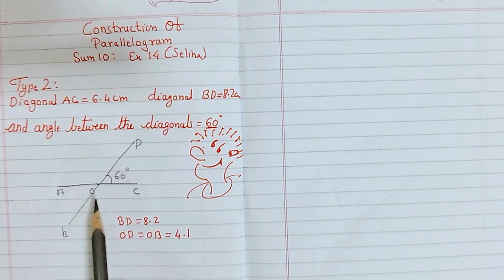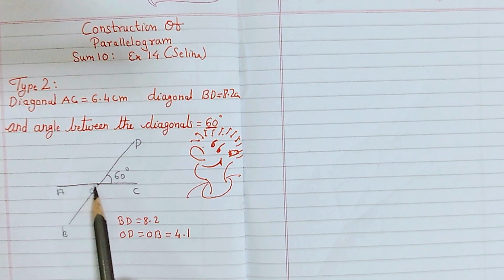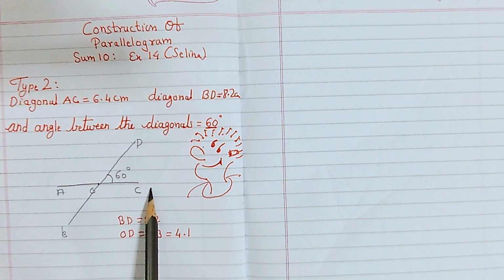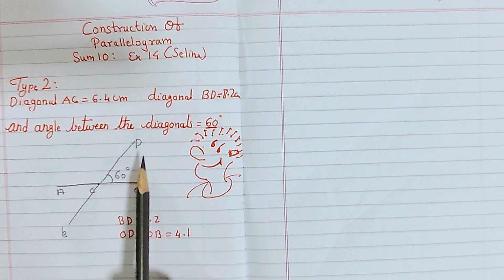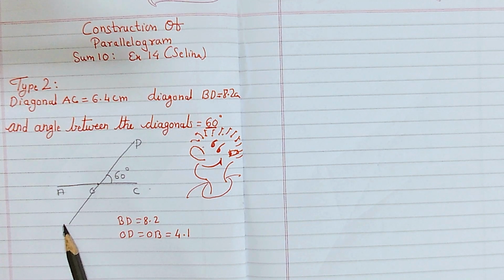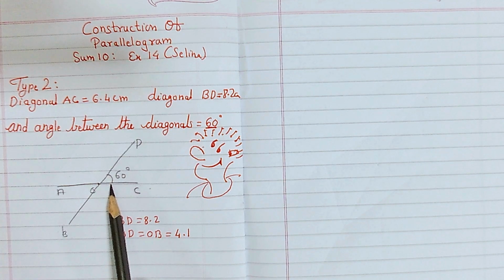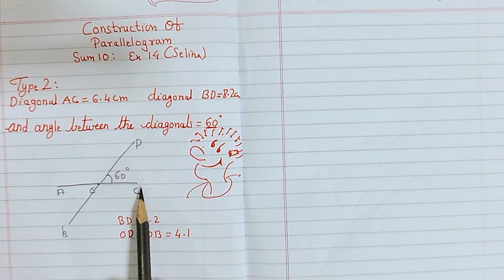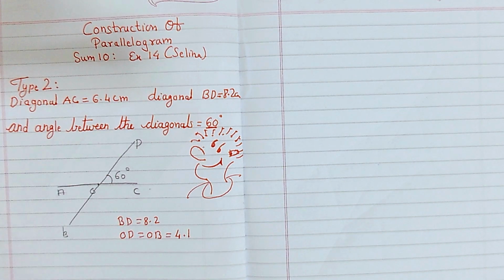So our first aim is to locate point O, which is the midpoint of AC. And we will draw another diagonal which is passing through O, but it is making an angle of 60 degree with AC. The things will be more clear when we start with the construction. Let us start. Go stepwise.